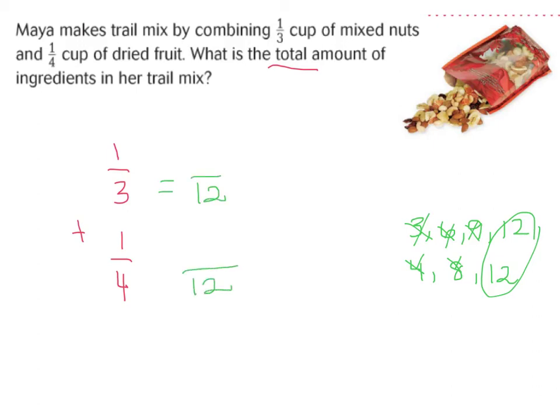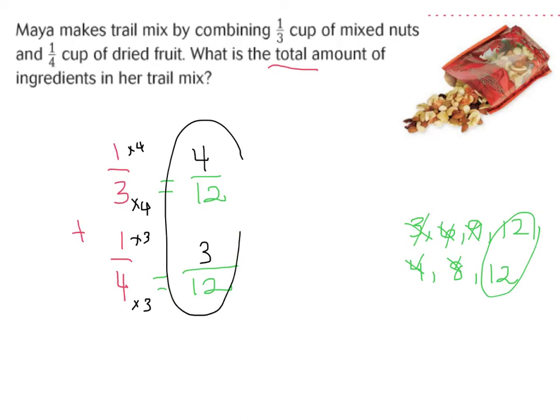Now, in order to add them, you have to make them equivalent fractions first. So 1/4 equals how many 12s? Well, 4 times 3 is 12, and 1 times 3 is 3. So 1/4 is the same as 3 12ths. And now let's look at 1/3 equals how many 12ths? 3 times 4 is 12, so 1 times 4 is 4.